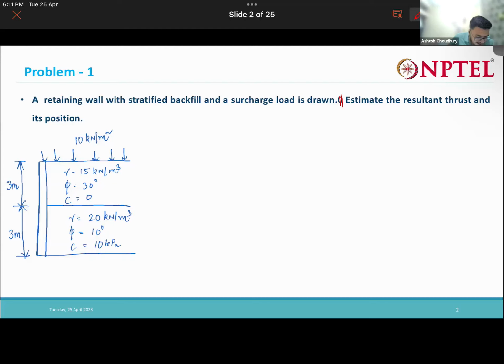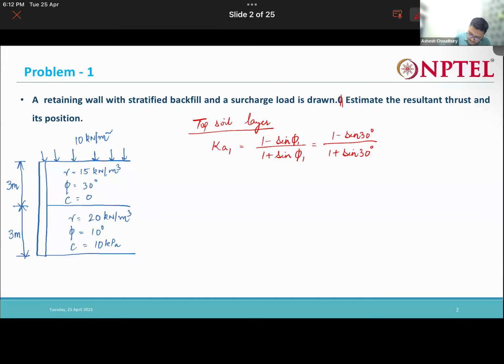We need to estimate the resultant thrust, so actually we will be estimating the active thrust. First, for the top soil layer, Ka1 is equal to (1 minus sine phi1) over (1 plus sine phi1), which is (1 minus sine 30 degrees) over (1 plus sine 30 degrees), equal to 1 by 3.